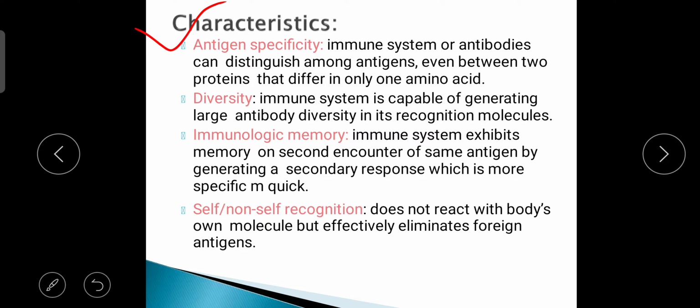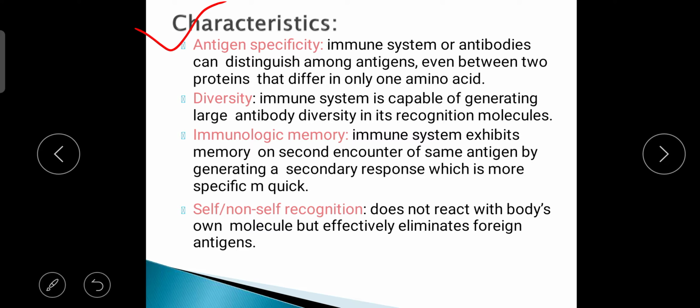Types of acquired immunity. There are two types: active and passive. Active is again divided into two types, natural active immunity and artificial active immunity. Passive is also divided into two types, natural passive immunity and artificial passive immunity. The first one is active immunity. It is also called adaptive immunity, and it is the resistance developed by an individual as a result of antigenic stimuli. It is used for prophylaxis to increase the body's resistance. It has two types, natural and artificial.